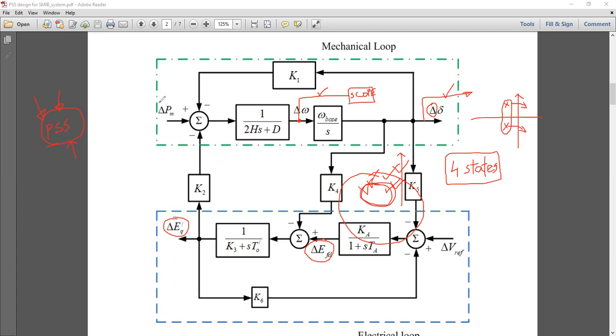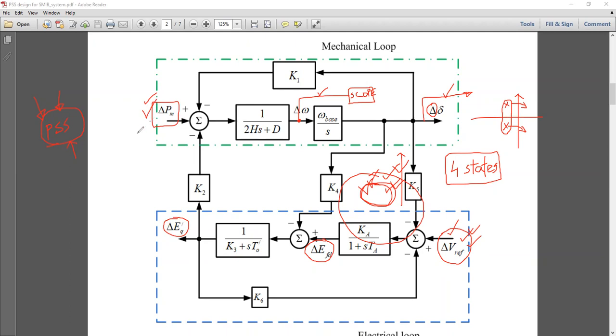And there are 2 inputs. This is del Pm, the input coming from the mechanical input side of the generator. And this is the deviation in the exciter field reference voltage, or the voltage regulator set point. So these are the 2 inputs. You can consider it to be a 4-state system, and the number of outputs depends on the designer's choice. But there are 2 possible inputs that you can play with.